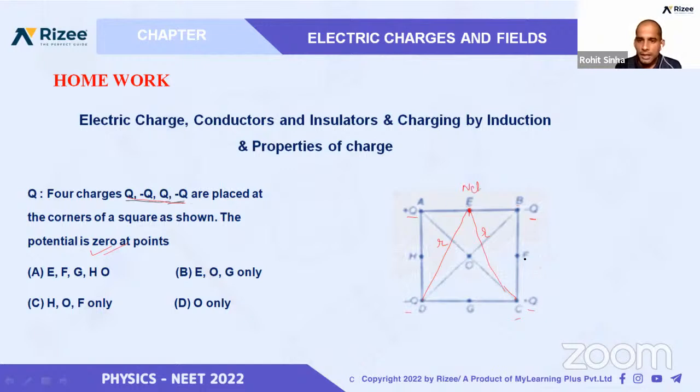At E it is the same, at F the same, at G the same, at H the same. So at points E, F, G, H, and at O. We can see that at point O the distance from each charge is the same, R1, all are the same. If they are all the same, that means at point O the potential will be 0. So we can say that the answer will be A. Any question? Any problem?